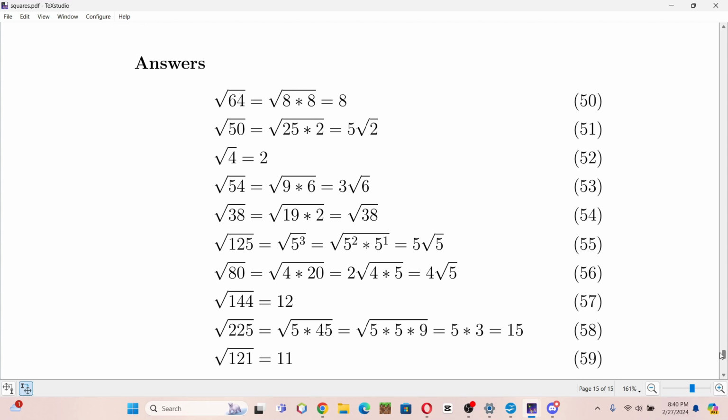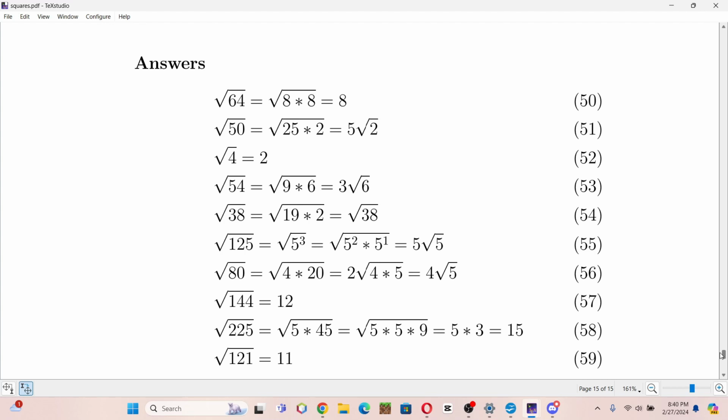For equation 50, root 64 is equal to 8. Memorize it since it is a perfect square. Equation 51, 25 divides into 50, so pulling out 25 yields root 50 equals 5 root 2. Equation 52, root 4 is equal to 2. It's okay to review the easy problems too.